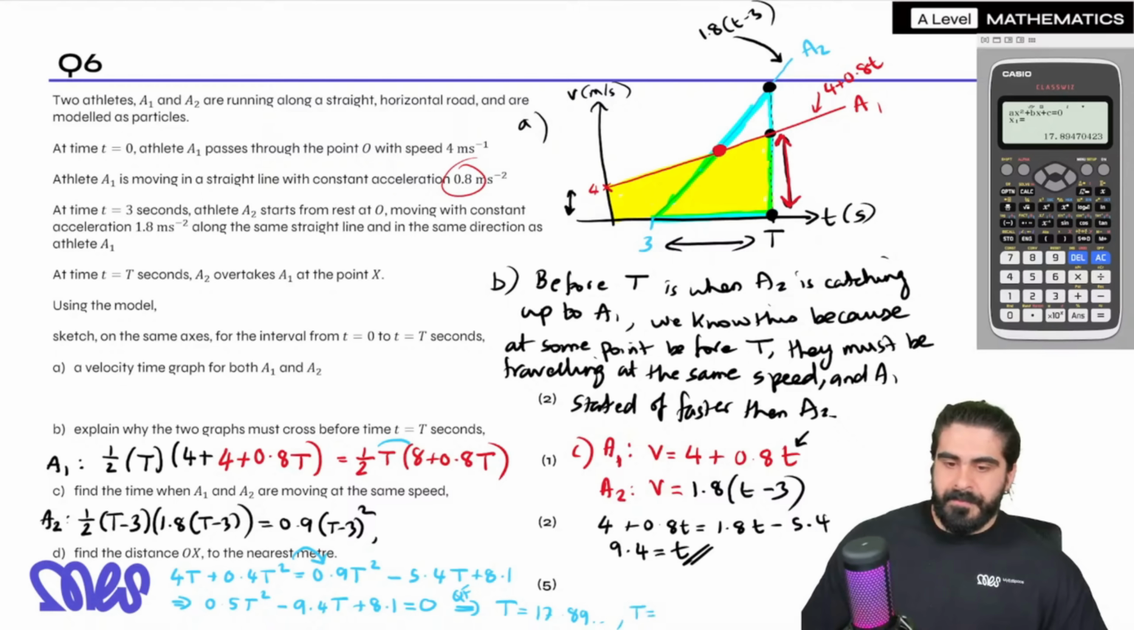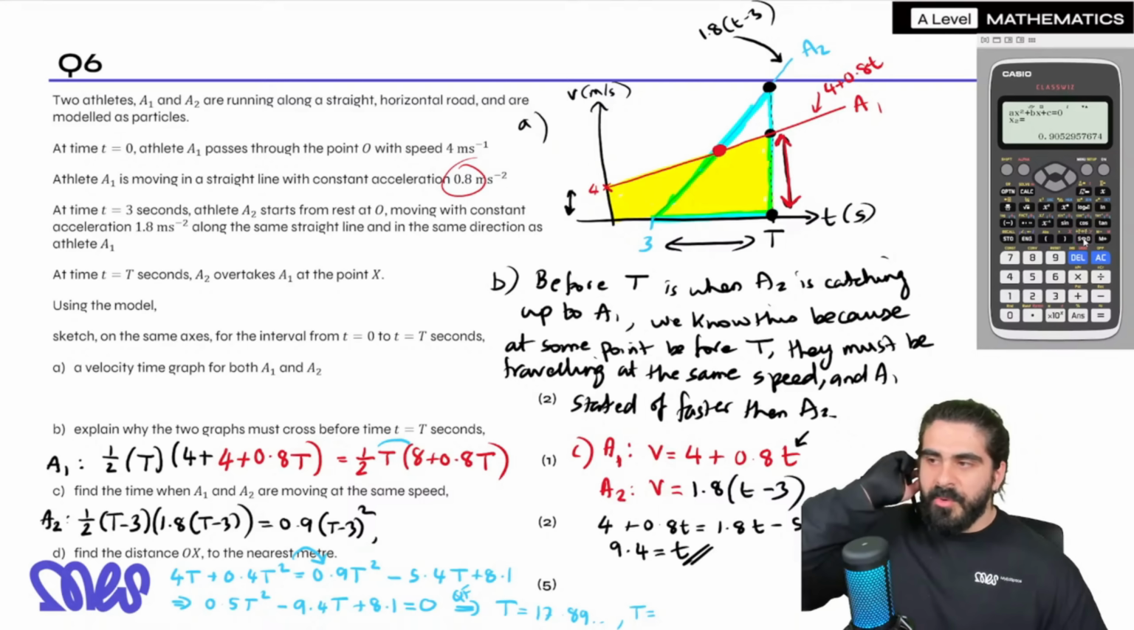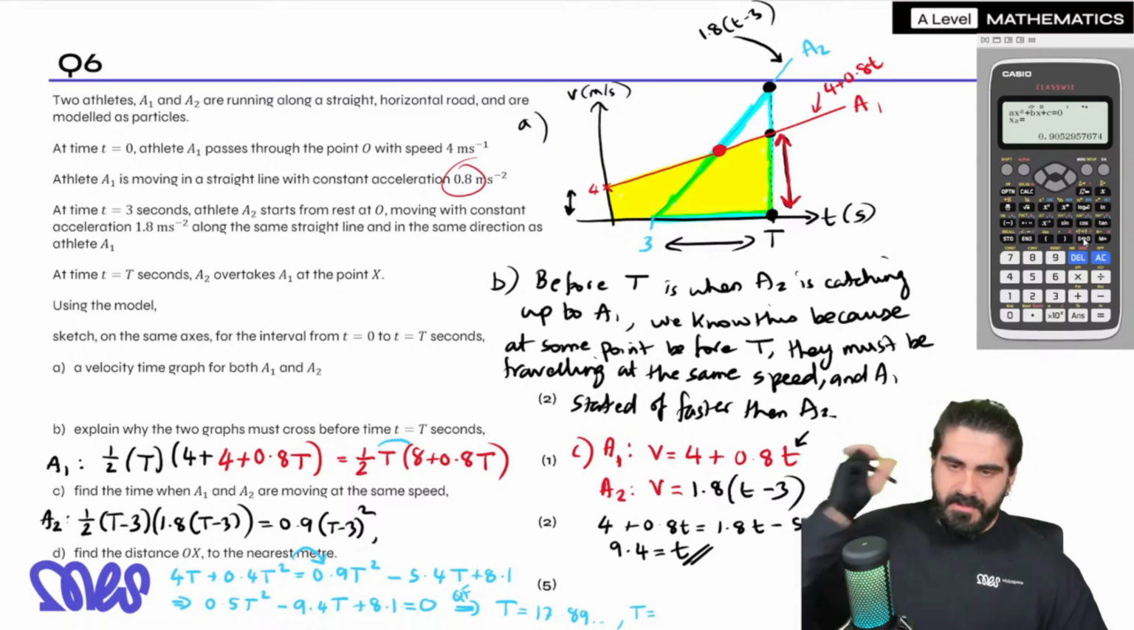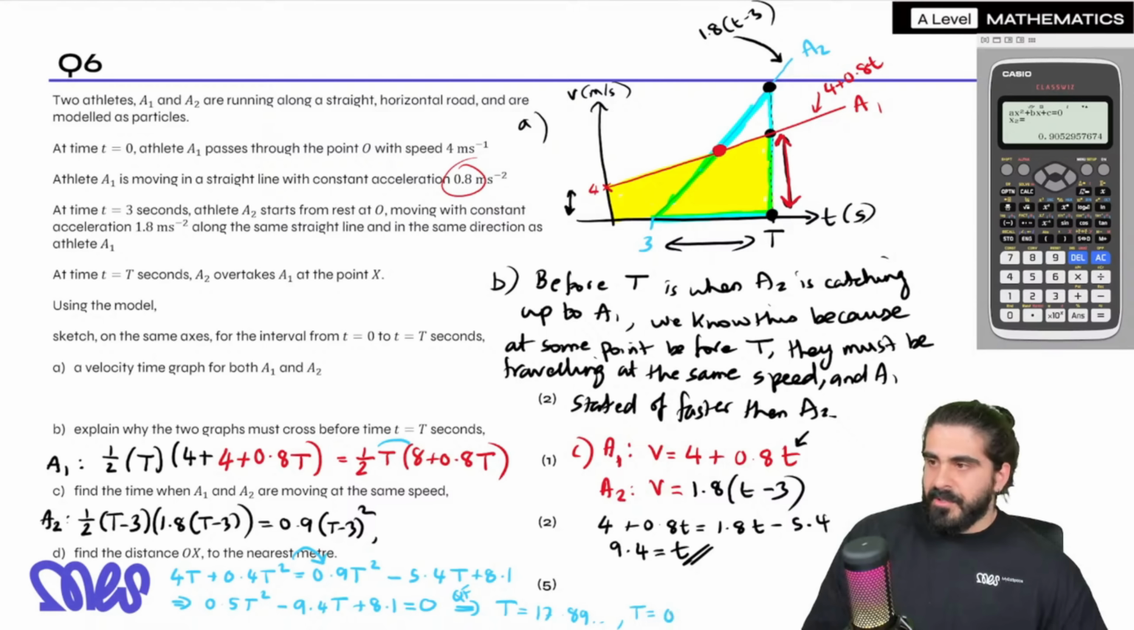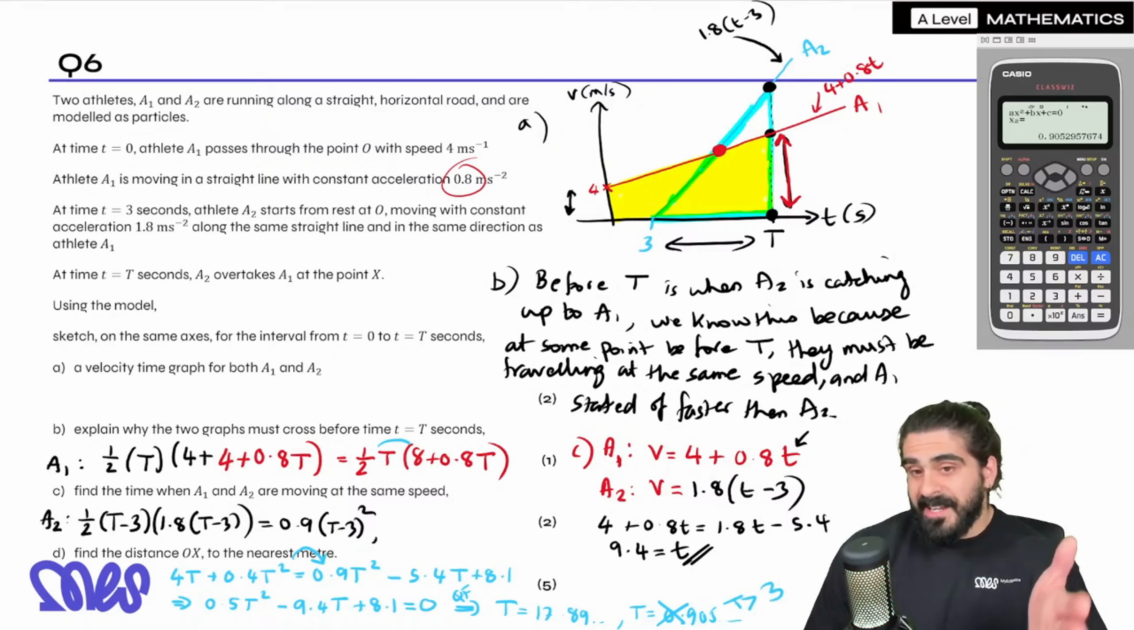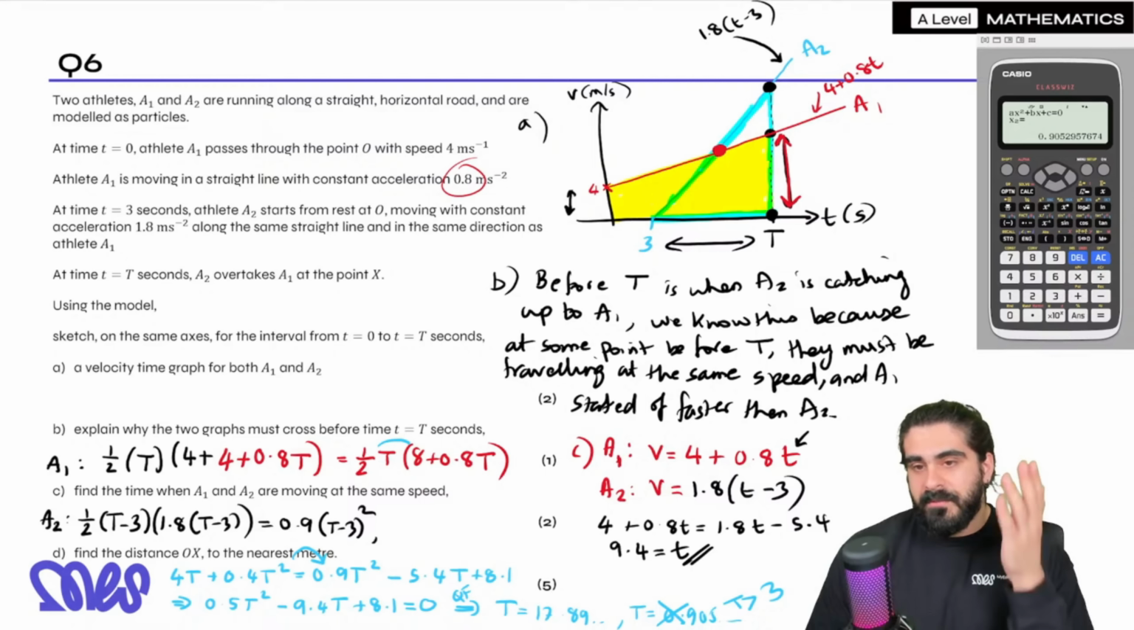Or, okay, now why are we getting two answers? T is 0.905 dot dot dot. What's going on there? Which one is it? It has to be bigger than 3, isn't it? At 0.9, athlete 2 hasn't even moved yet. So we're going to say not that. T has to be greater than 3, isn't it? Technically, it has to be more than 9.4.